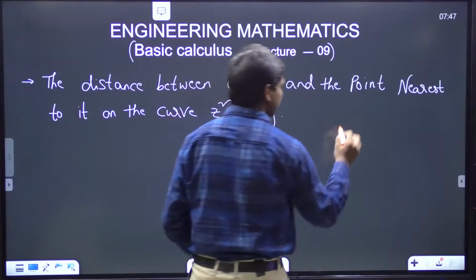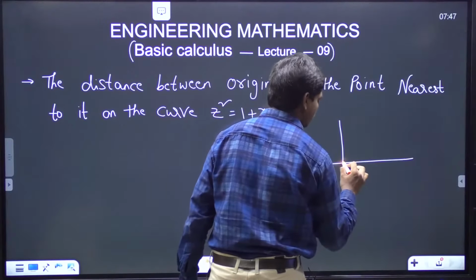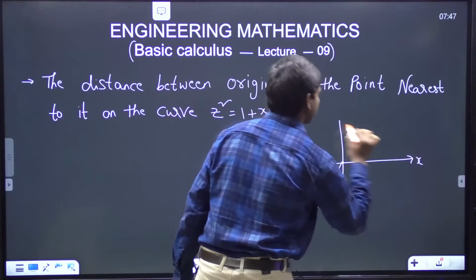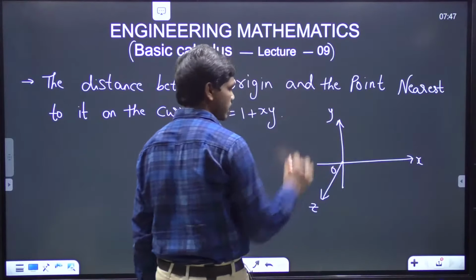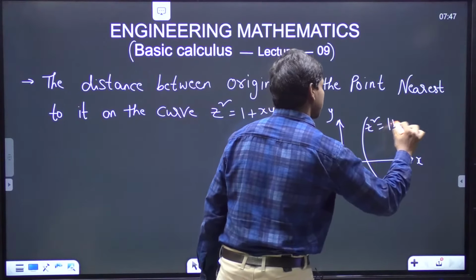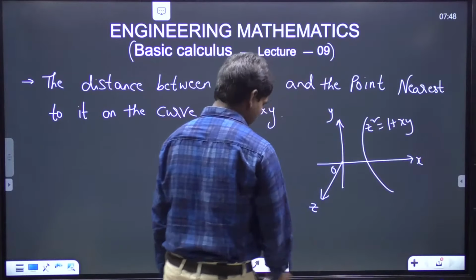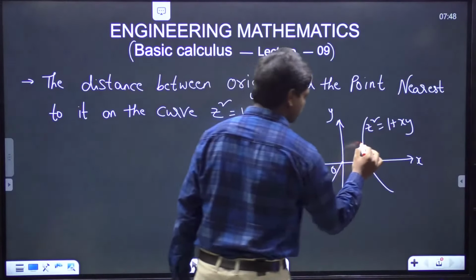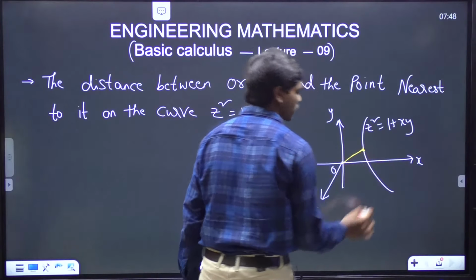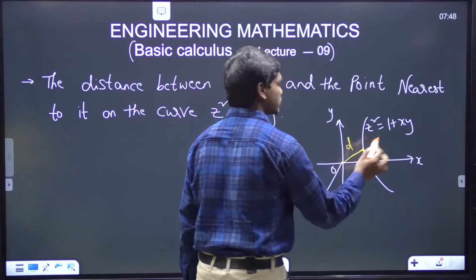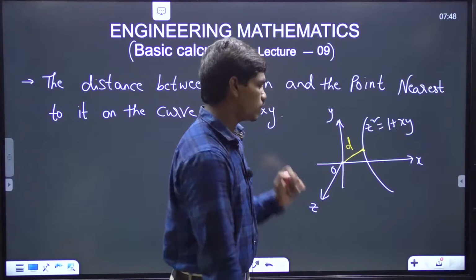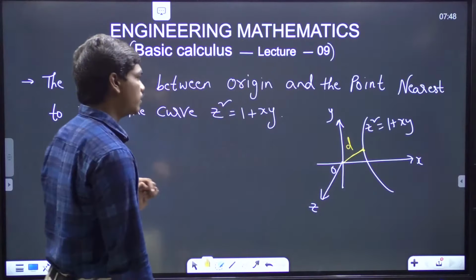If I would like to draw this curve, this is the origin O, and this is the z axis, x, y, z, following the conventional x, y, z rotation anti-clockwise. Let us suppose there is a curve z square is equal to 1 plus xy. Then definitely there will be one point somewhere here such that this point is close to the origin. Yes or no? So we want to know this shortest distance d between the origin and this curve. So this is the first question. Let me solve this question for you.